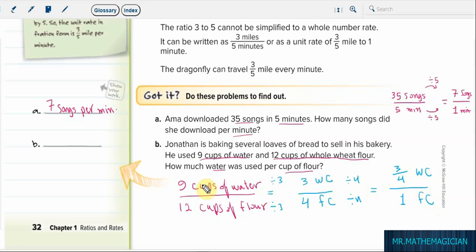So it's clear now it's 3 over 4 water cup for every 1 flour cup.